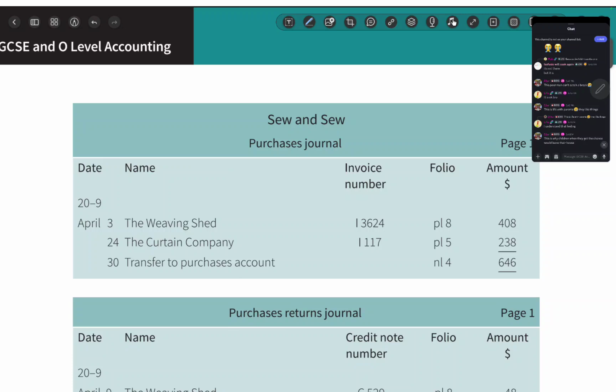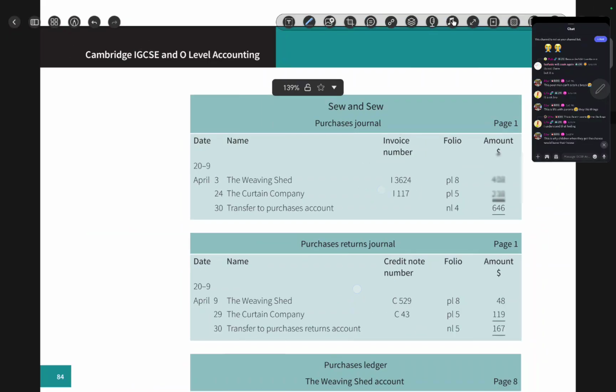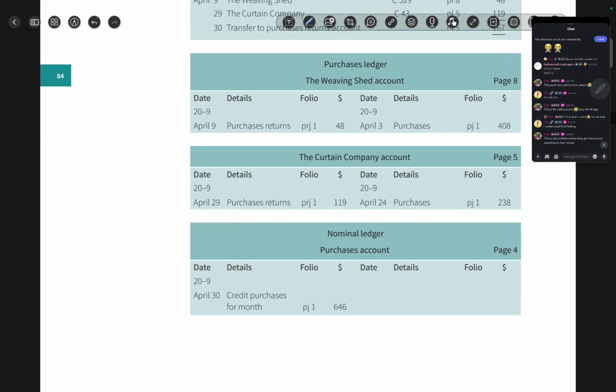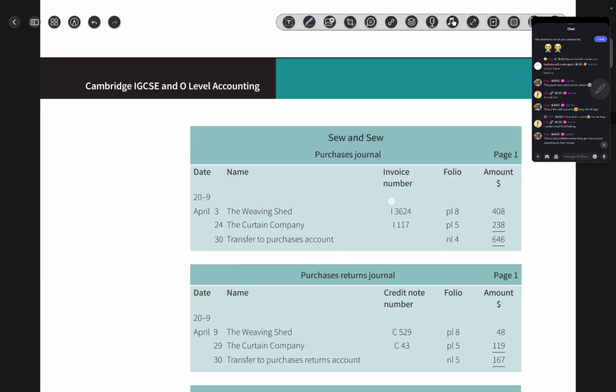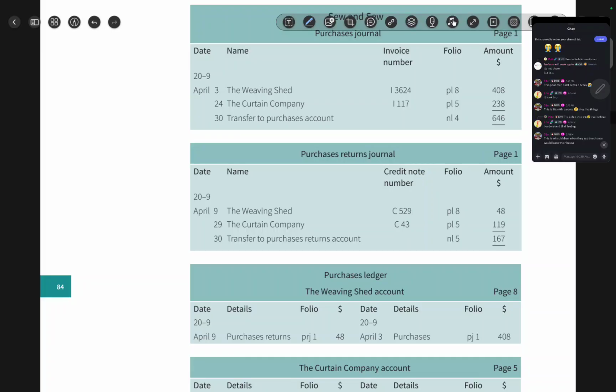You're gonna debit purchase account, and that's all. Like in your nominal ledger, your purchase account, you're gonna have to debit it. Let's look at this. Nominal ledger, purchase account debited by the total of the month. Credit purchases for the month is 46. For purchase return journal is the same thing.